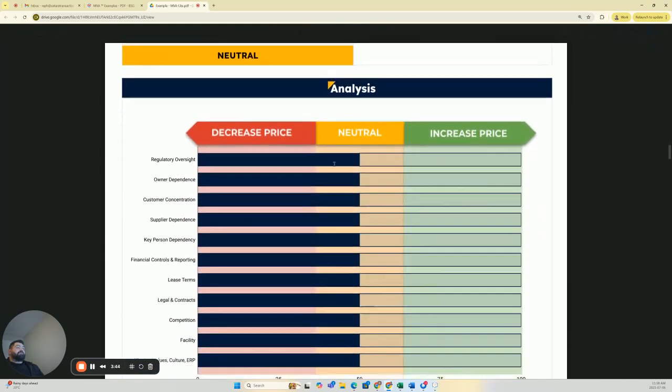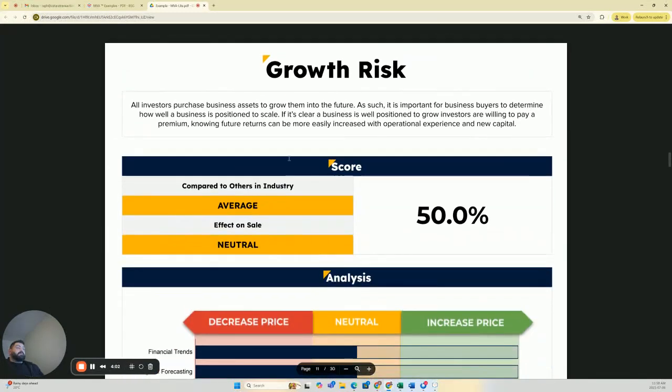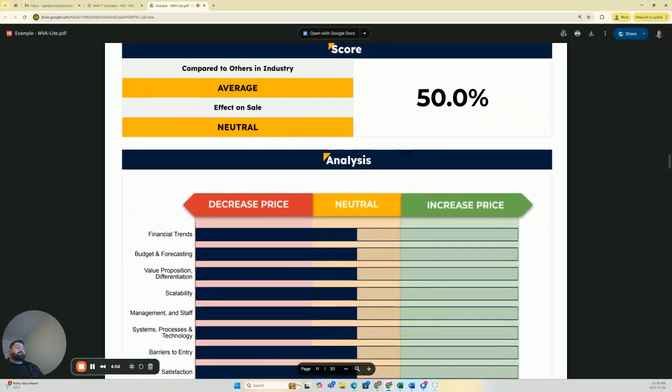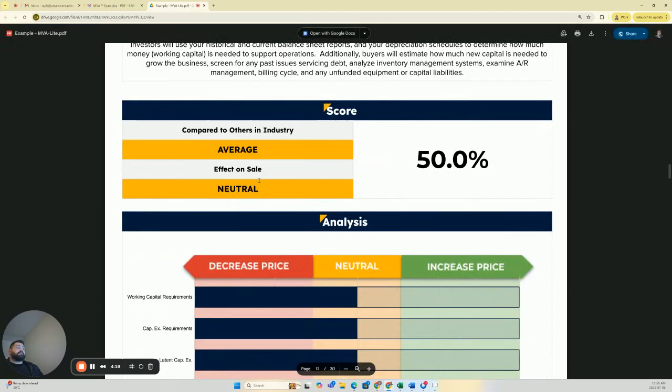And then you have your operational risk. So then you have regulatory oversight, owner dependence, customer concentration, supplier dependence, key person dependency, financial controls and reporting, lease terms, legal and contracts, competition, facility, mission values, culture, ERP. And then you have your growth risk, right? So you've got financial trends, budget and forecasting, value proposition, differentiation, scalability, management and staff. This all has to deal with growth, right? Barriers to entry, customer satisfaction, location, sales and team, marketing team, systems, right?